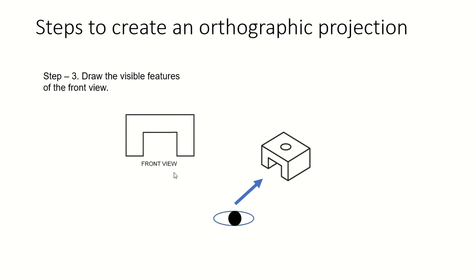Okay, front view. Looking at it, then we will start drawing the visible, what you can see directly, with a visible line. Pretty straightforward.